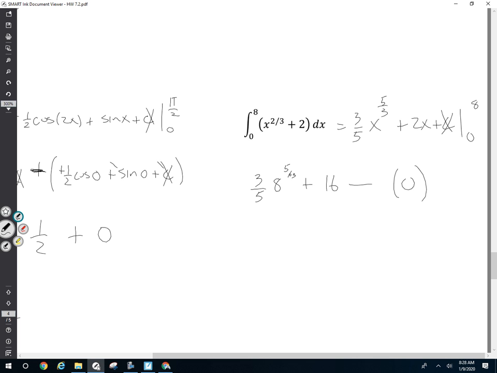Okay, cube root of 8 to the 5th. So that's 2 to the 5th: 2, 4, 8, 16, 32. So I have 3 over 5 times 32 plus 16. I'm going to have to stay with the fifths, unfortunately. 32 times 3 is 96. So I have 96 fifths plus 16. 16 in terms of fifths is 80 fifths.